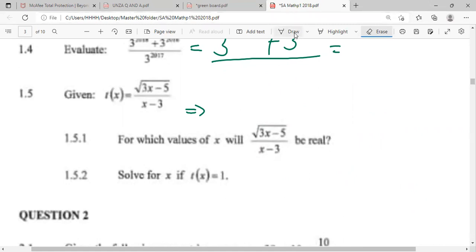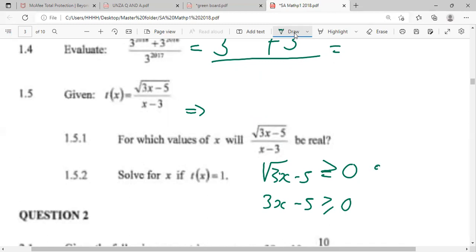Okay, so for this to be real, we are going to say the root of 3x minus 5 is equal to 0. We can equate that to 0, but it can be 0 or greater than 0. So when you square both sides, you have got 3x minus 5 is greater or equal to 0.